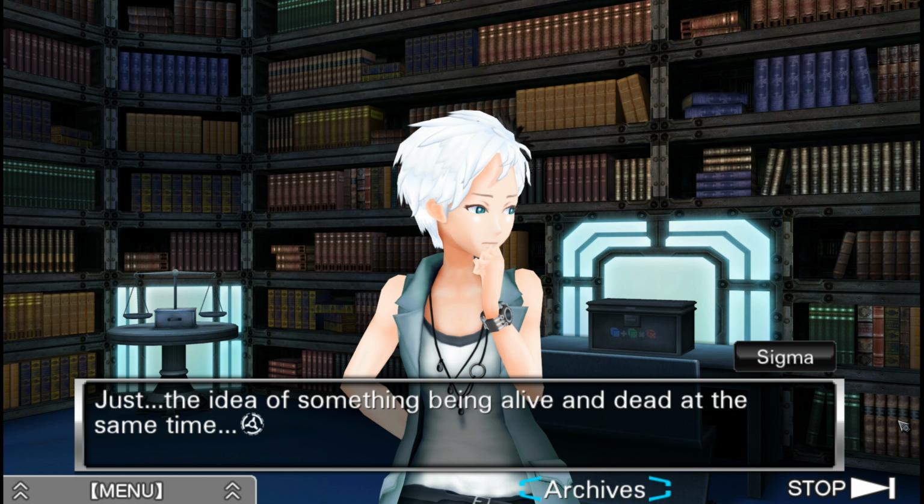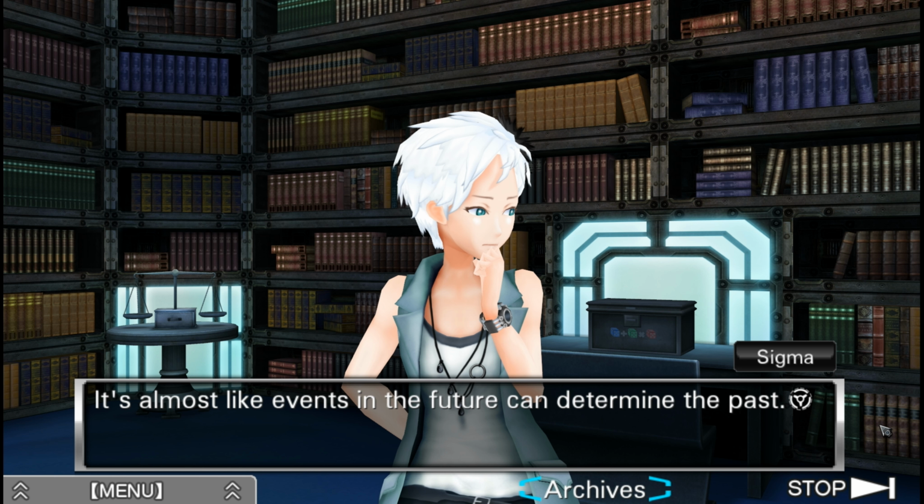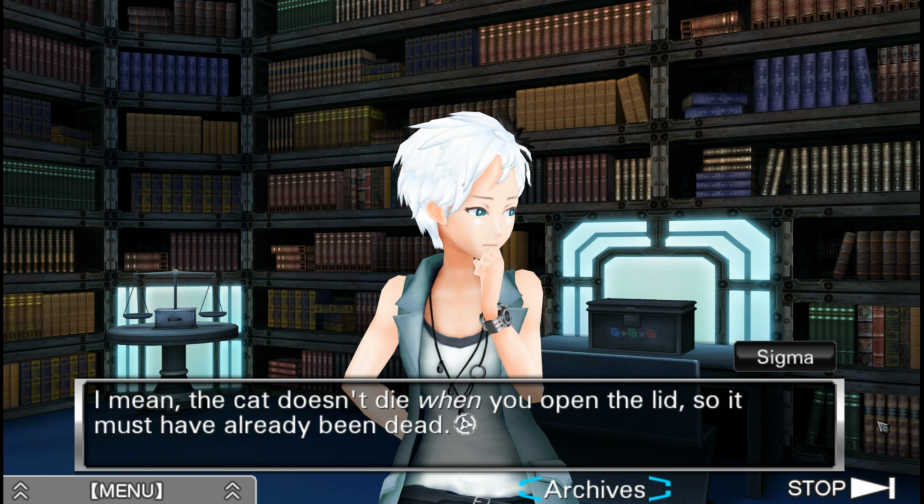Driving over a bridge, right? Or riding a train over a bridge. How easy would it be to imagine the bridge collapsing? Just randomly. So in a way, in our universe, we are always both alive and dead. And if the moment the lid is open determines whether or not the cat's dead, then it's almost like events in the future can determine the past. I mean, the cat doesn't die when you open the lid, so it must have already been dead.